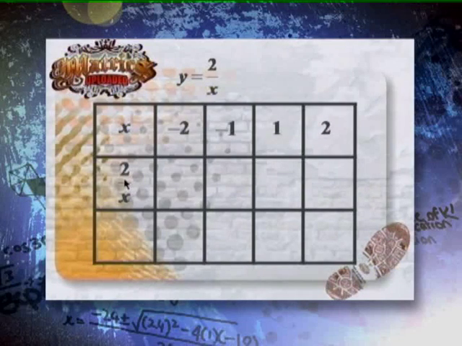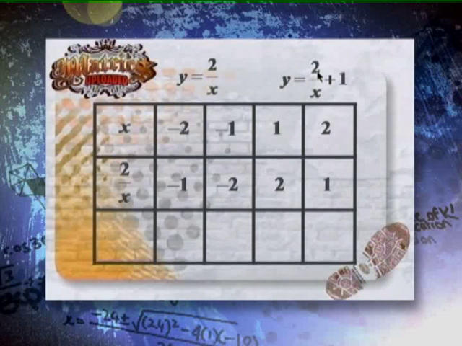Corresponding y values for 2 over x are 2 divided by -2. If we were to put -2 here, it's -1. Now we put -1, it's -2. 2 divided by 1, if this 1 comes here, is then 2. Then if this 2 comes here, 2 over 2 is 1. These are the corresponding y values.